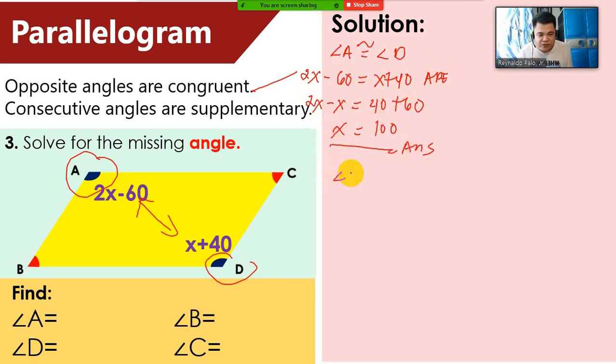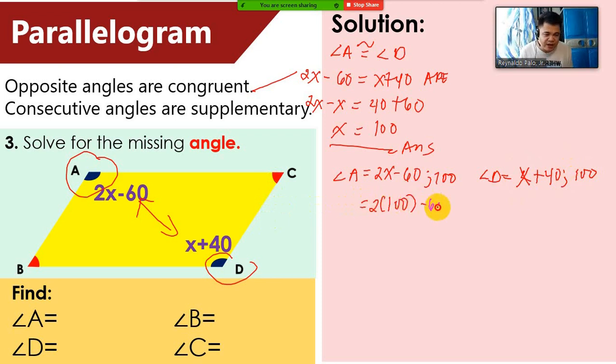Now we can solve for angle A, wherein the representation is 2x minus 60 and the value of x that we got is 100. Then we can also solve for angle D, wherein it is x plus 40 and the value of x is also 100. Of course, opposite angles are congruent. Now substitute the values. 2 times 100 minus 60. So 2 times 100 is 200 minus 60. So 200 minus 60 is 140 degrees.